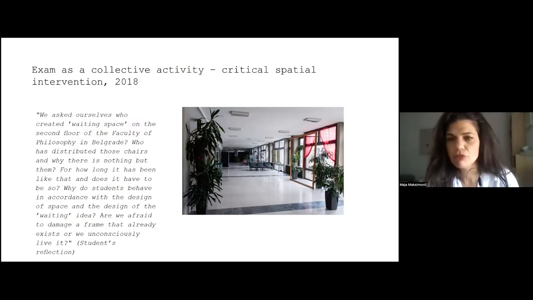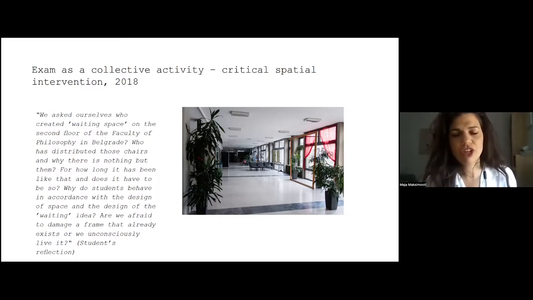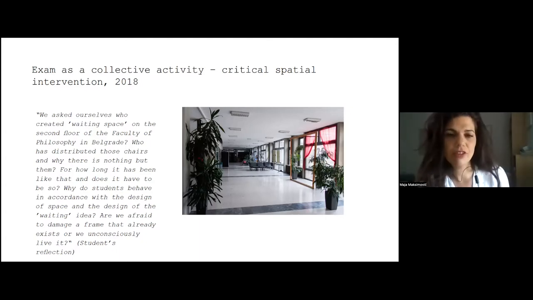So I encouraged them and asked how they could actually transform this space. You can see these chairs, they look like chairs in a waiting room, and the organization of chairs suggests that the hallway is only for waiting between classes. So I will read a quote from the students. We ask ourselves, who created a waiting space on the second floor of the Faculty of Philosophy in Belgrade? Who has distributed those chairs, and why is there nothing but them? For how long has it been like that, and does it have to be so? Why do students behave in accordance with the design of space and the idea of waiting? Are we afraid to damage a frame that already exists, or do we unconsciously live it?